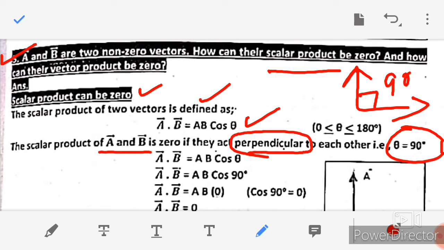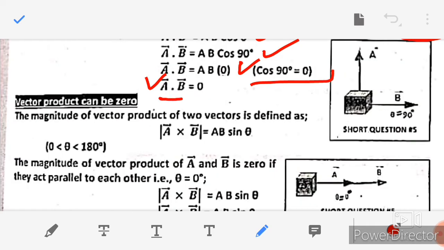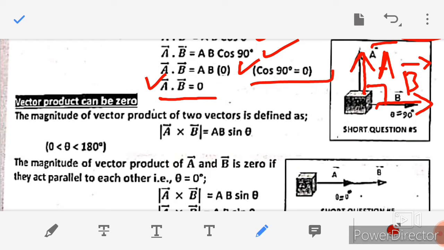So A dot B is equal to AB cos theta, and A dot B is equal to AB cos 90 degrees, and cos 90 is 0. So A dot B is equal to AB multiplied by 0, and the dot product is equal to 0. In this way A dot B is equal to 0. One object is moving in the upward direction, meaning the A vector is upward, and the B object is moving in the horizontal direction, and here the angle is 90 degrees.